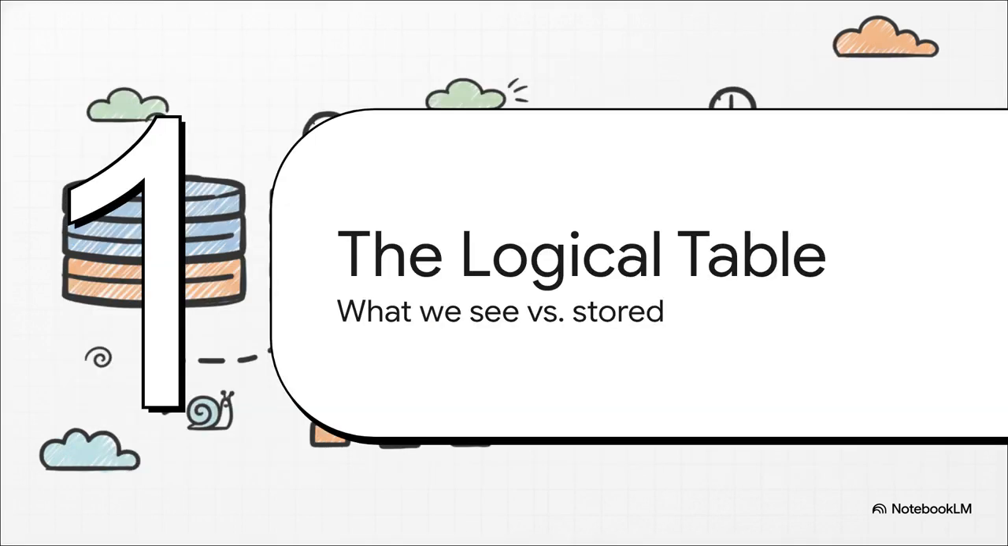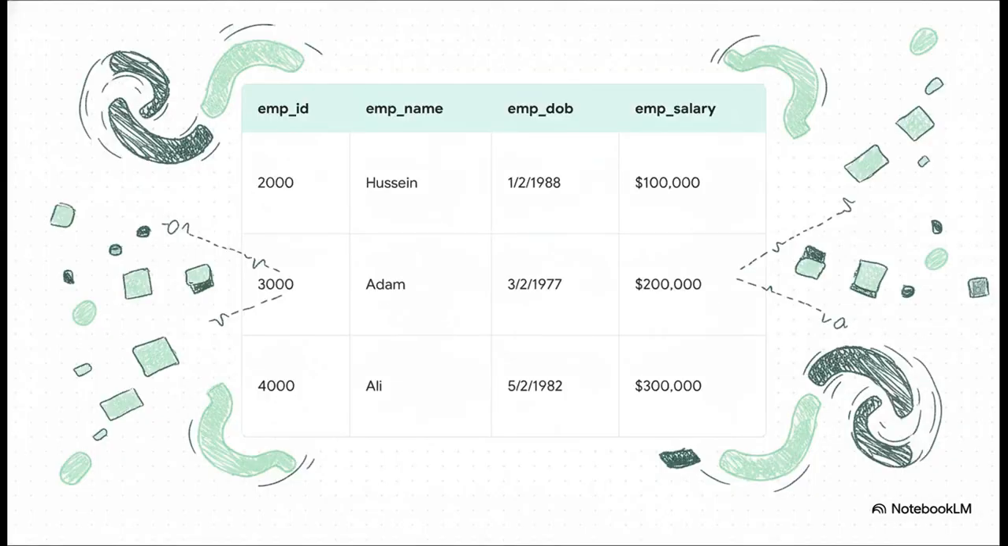Okay, so first things first. Let's talk about how we as people see data. We like it neat, we like it organized, we like a logical table. Yeah, something just like this. An employee table all laid out in perfect rows and columns. It's clean, it's intuitive, but here's the catch. This is just an illusion for our benefit. On the actual hard drive, the data doesn't look like this at all.